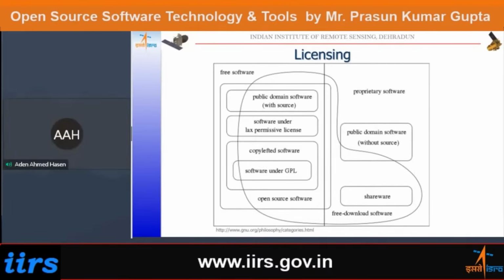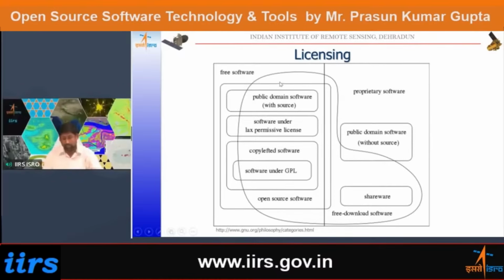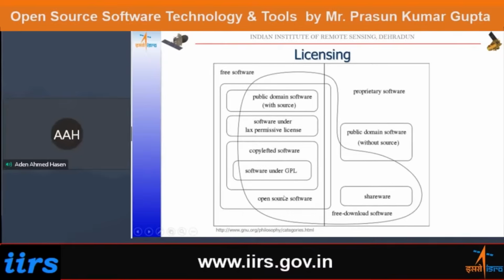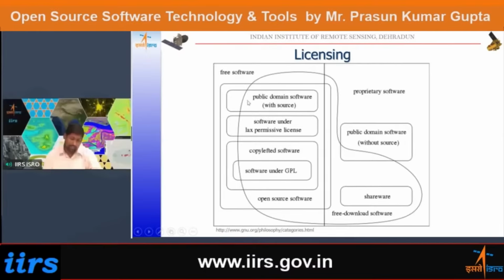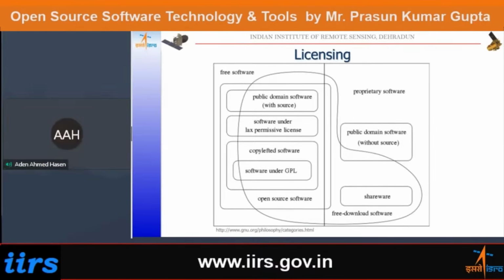The free software domain can be divided into these different parts. The open source software part has software which is in the public domain, where the software is kept in the public domain. Then there are some softwares which are under a lax permissive license. There are softwares which have a relatively easier license. Let me explain how it's easier.